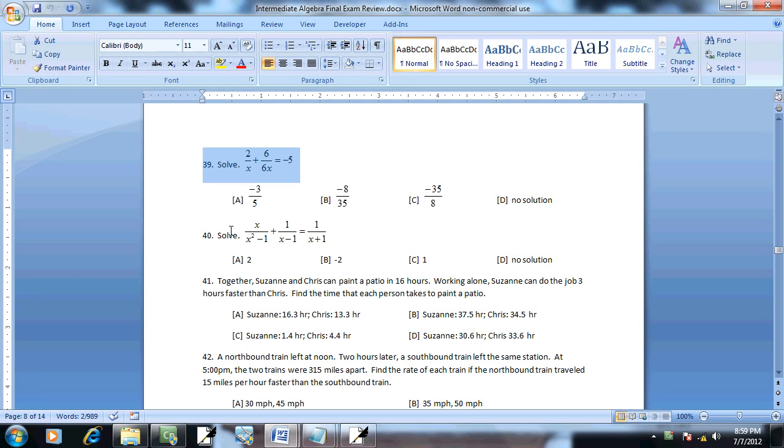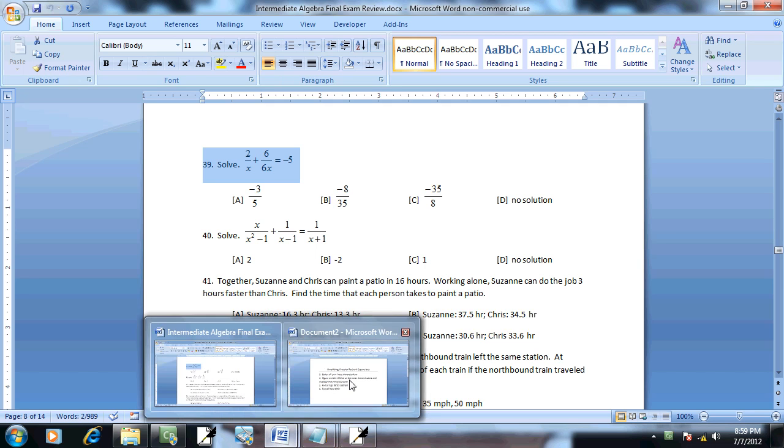Let's take a look at number 39. This is a rational equation. It's a very simple one, so it really doesn't flow like number 40 will. But let's go ahead and put steps down.